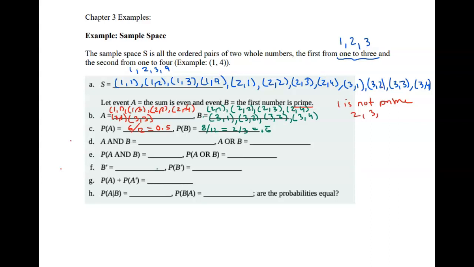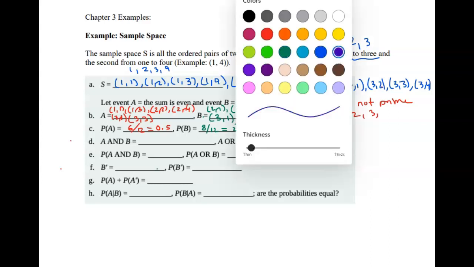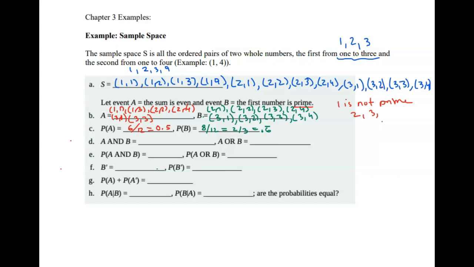Okay, let's look at the next question. A and B. A and B means all the occurrences that are common to both A and B. We see that nothing that starts with a 1 is common, but we have (2, 2) common to both, (2, 4) is common to both, (3, 1) and (3, 3).